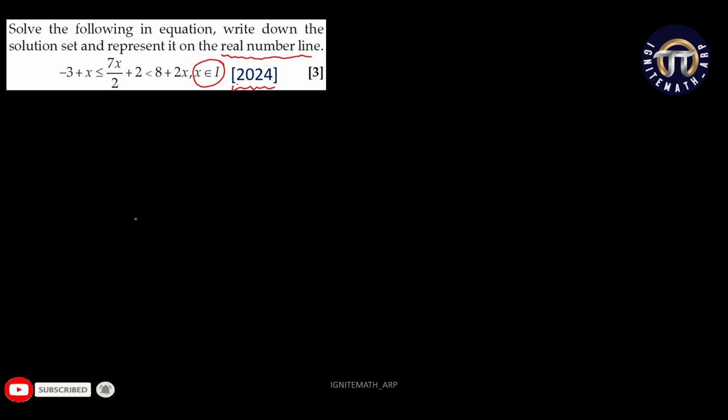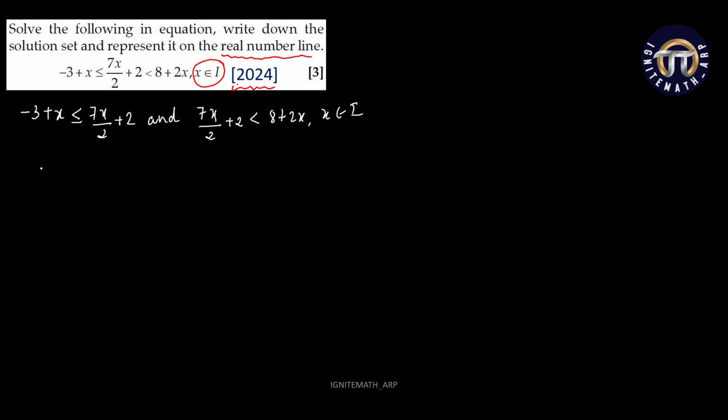Clear? So now let us start solving it, children. I'll write it as minus 3 plus x smaller than or equal to 7x by 2 plus 2, and again 7x by 2 plus 2 smaller than 8 plus 2x. So x belongs to the set of integers. Clear? Now minus 3 plus x smaller than or equal to 7x plus 4 by 2, because I have taken the LCM over here. Then I will take this 2 to the other side. It is going to be minus 6 plus 2x smaller than or equal to 7x plus 4.